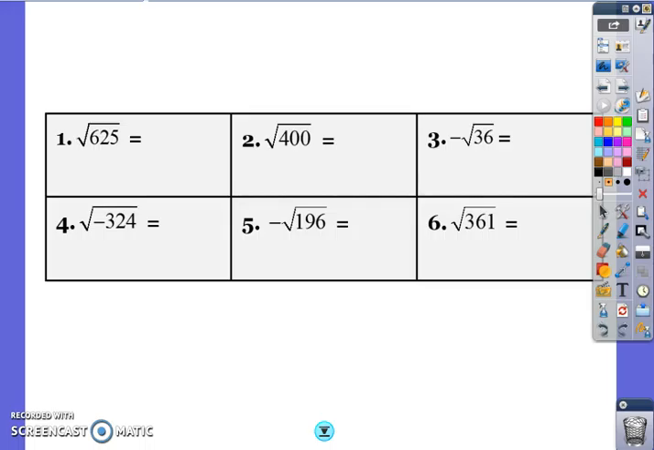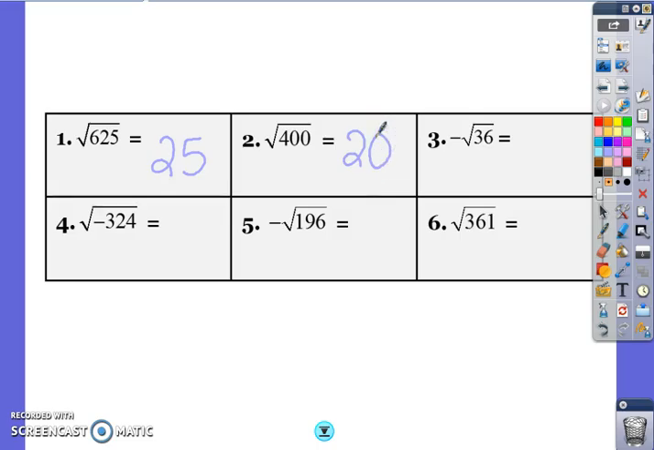Okay, so square roots, we're going to do perfect squares and things that are non-perfect squares all at the same time. Perfect squares would be something that works out perfectly when you plug it in your calculator. So if you say 625 and hit the square root button, you will get the number 25. The square root of 400, you will get 20. Those are pretty easy to do because all you have to do is plug them into your calculator.